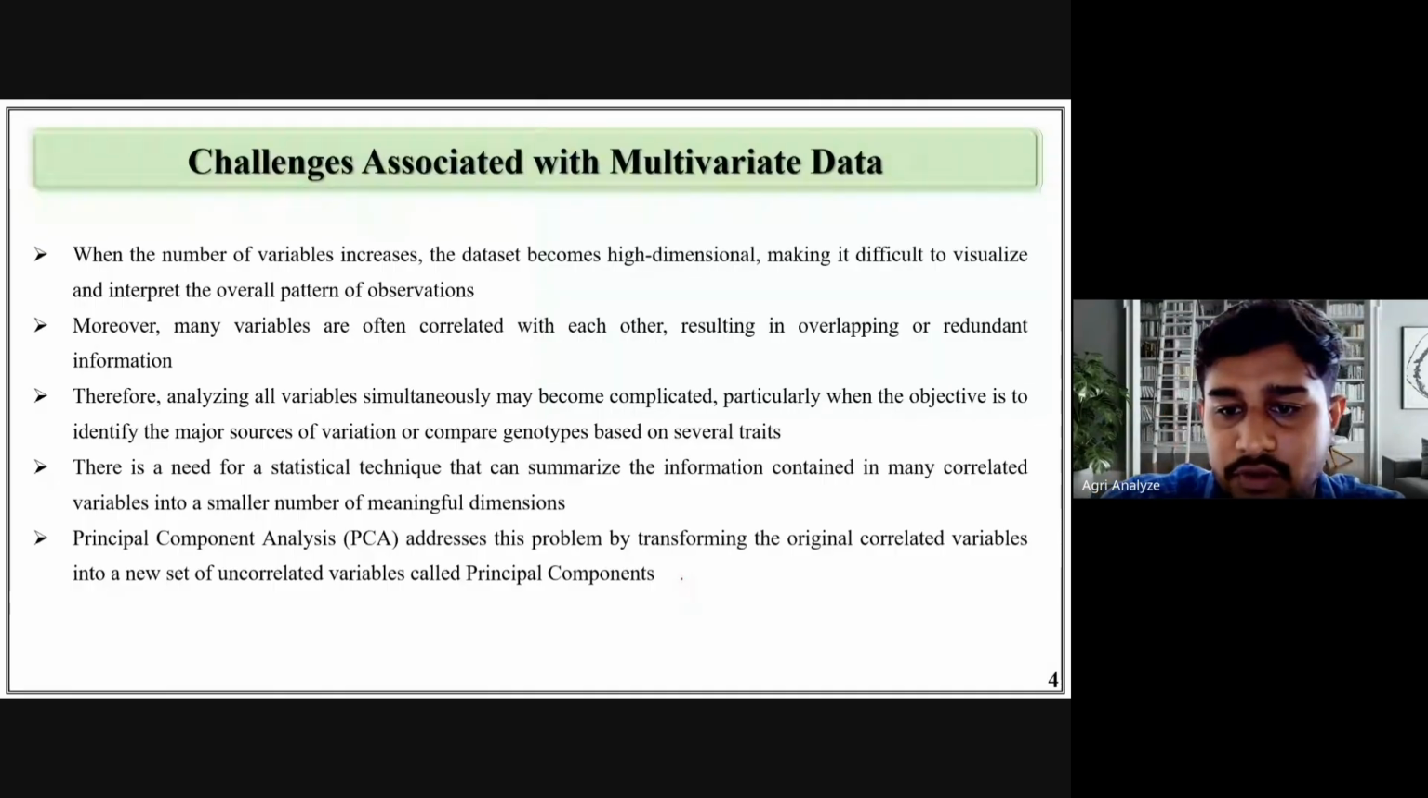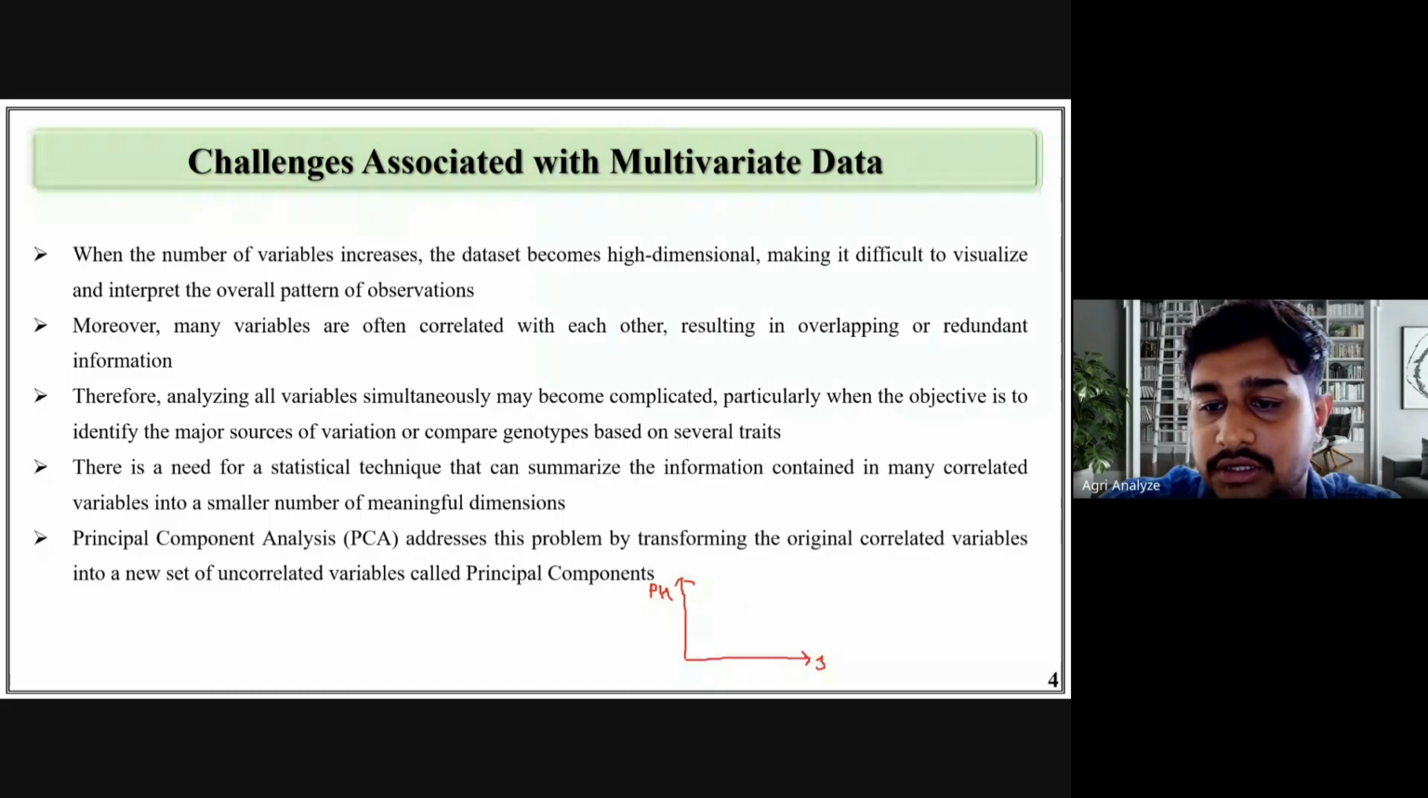Like if we have only 2 variables, like this is the plant height and this is the biological yield. It means biomass of the plant. So here we have data like this. It means if plant height is increased, then biological yield also increased. So this way we can see the pattern of our data. Okay. So if we have 2 variables, then it is easy to visualize our data.